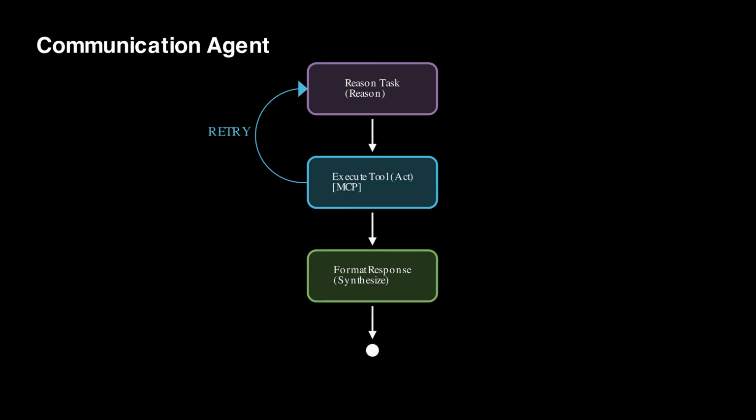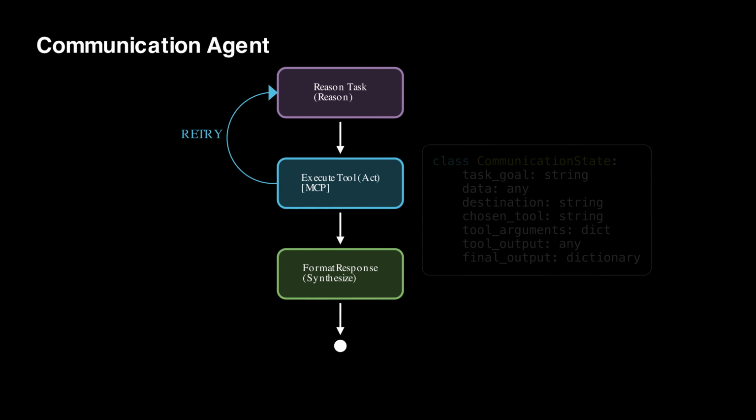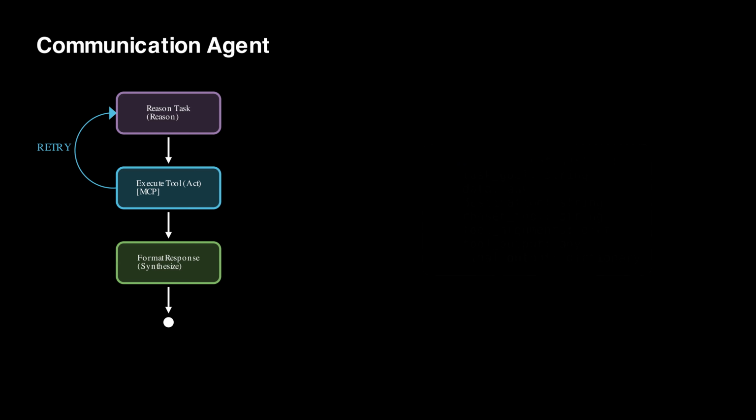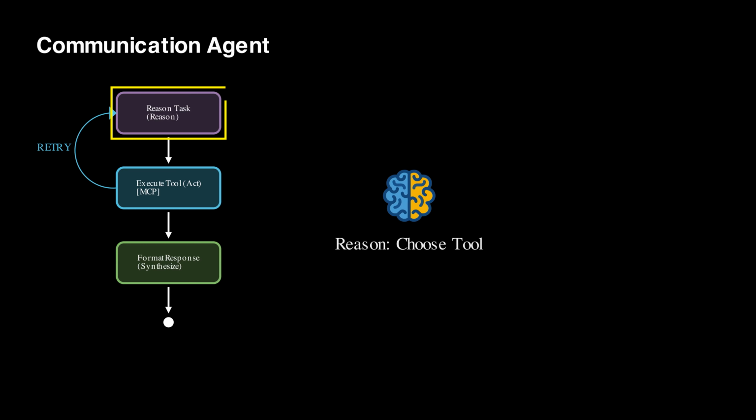This is the communication agent. Its job is to handle all I/O with the outside world, like sending emails or writing files. Internally, it runs a reason act synthesize flow. And just like the others, it uses a state object to pass data between steps. First, the reason task node analyzes the goal. Am I sending an email or creating a PDF? It then sets the correct tool and arguments in the state.